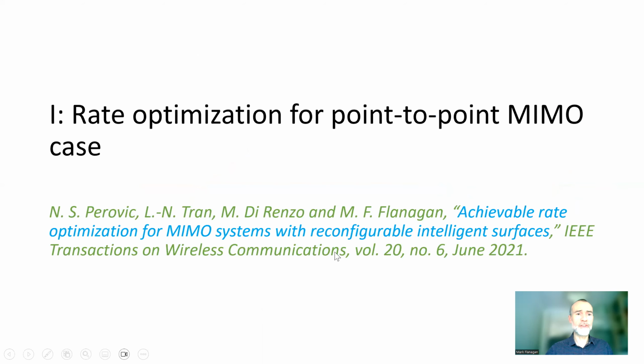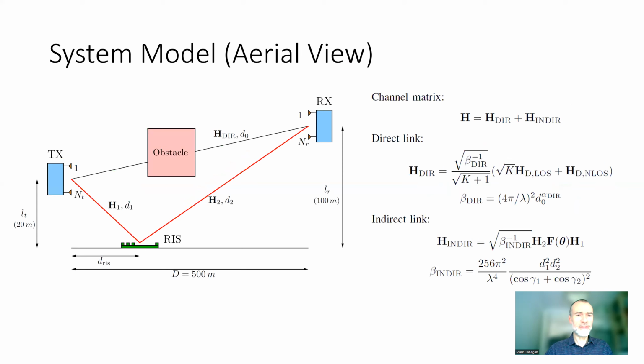Okay, so I'd like to talk about the first piece of work that we've done in the group on this topic, which is the rate optimization for the point-to-point MIMO case. So let's look at the system model for this. We have a MIMO system, in other words, a multi-antenna transmitter and a multi-antenna receiver. We imagine that the direct path is somehow weak, in other words, blocked by some obstacle, and we're communicating via a weak direct path, but also an indirect path expressed through these channel matrices H1, H2, and these distances, etc.